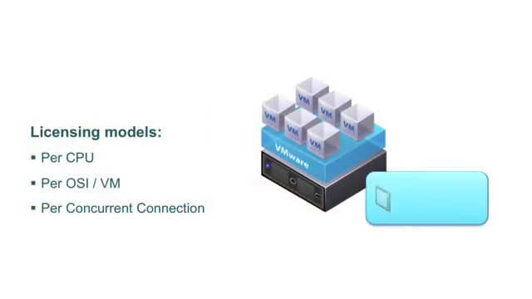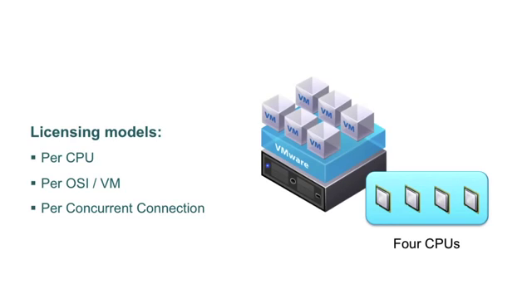In this example, the host has 4 CPUs. So with per CPU licensing, we need 4 licenses regardless of the number of cores in each of the processors. There would be no limit on the number of virtual machines running, nor would there be a limit to the amount of memory allocated to each virtual machine.